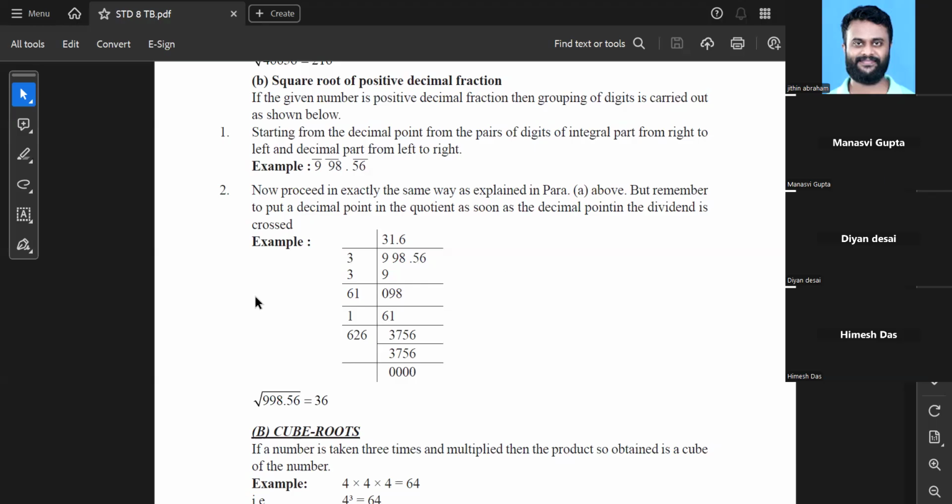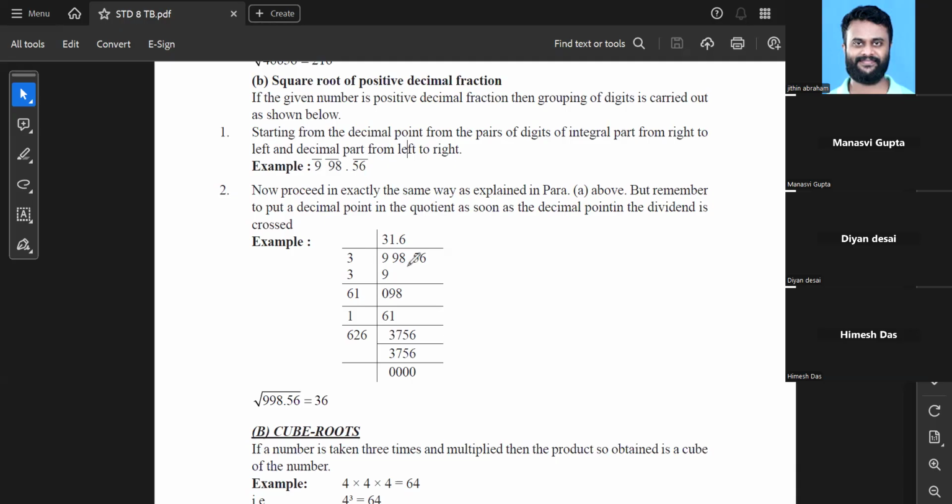Okay. Now let's deal with a decimal number जिसका हमें square root निकालना है, of which we have to find the square root. Consider this number 998.56. So the grouping should be the same. Over here also they've written starting from the decimal point, form the pairs of digits of integral part from right to left and the decimal part from left to right.